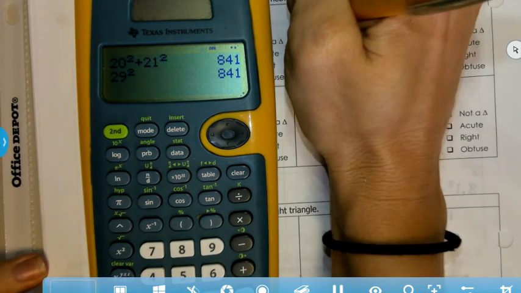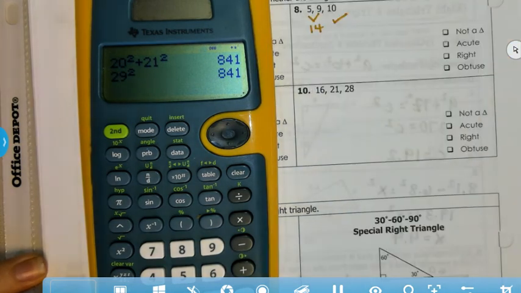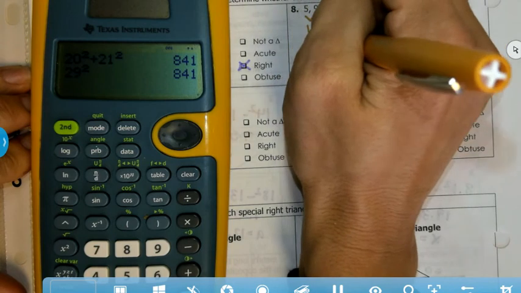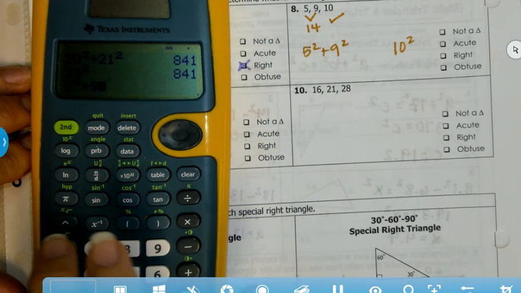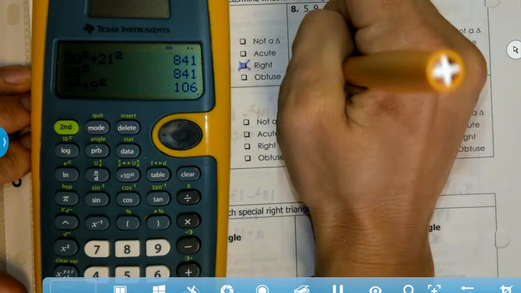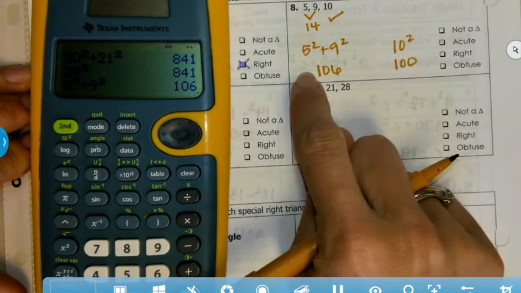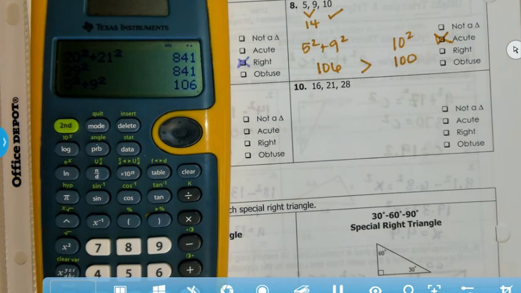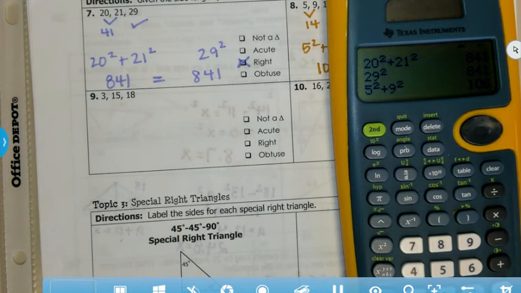So the first thing I hope you did was 5 plus 9 is 14, and since 14 is bigger than 10, then we're good. It is a triangle. So then we do a squared plus b squared, 5 squared plus 9 squared, and then we compare it to 10 squared. And 5 squared plus 9 squared is equal to 106, and 10 squared is equal to 100. 106 is greater than 100, so this is an acute triangle. All right, next, go ahead and figure out number 9.